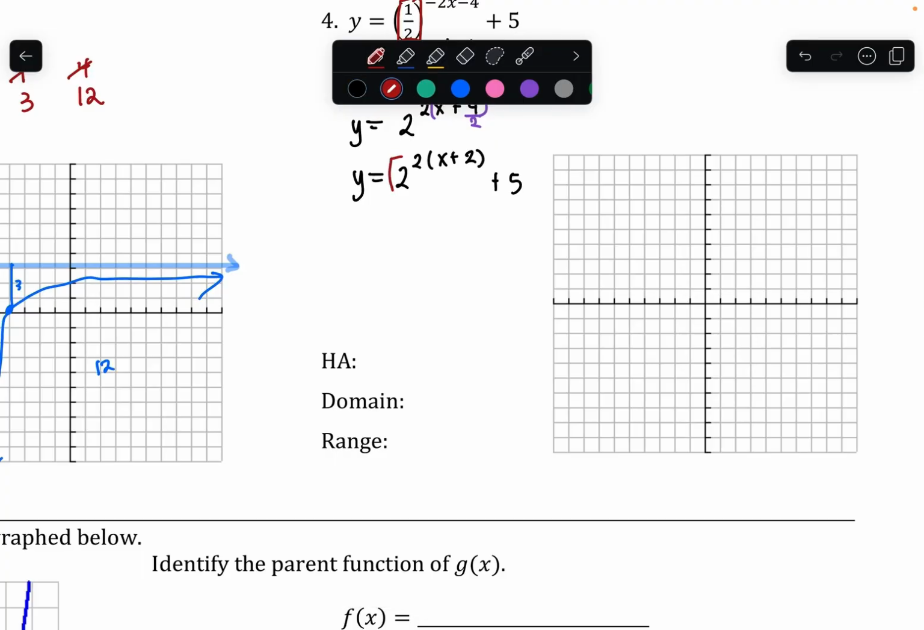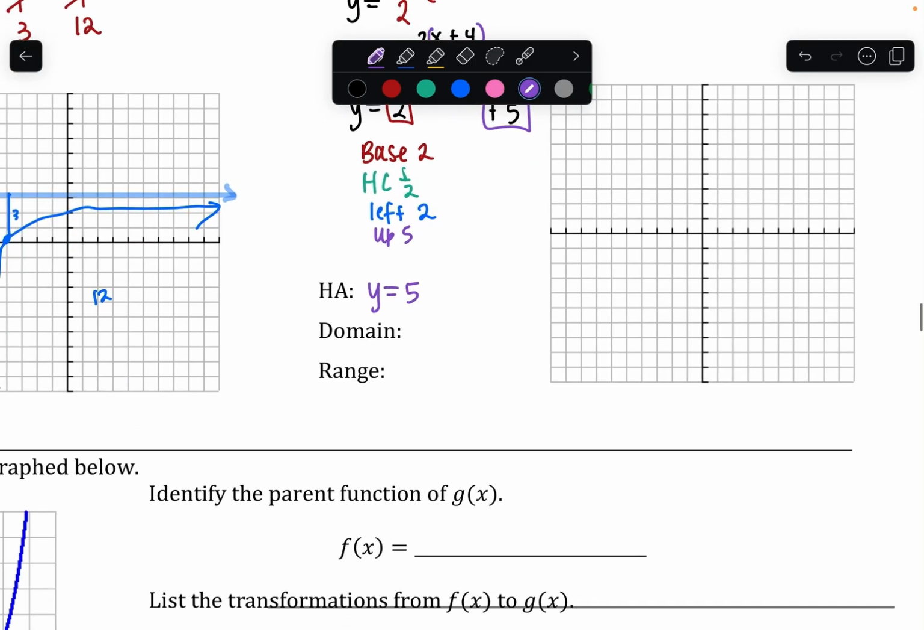Okay, so we are working with base 2. That's the parent function, not a transformation. And then we have a horizontal stretch or a horizontal compression by 1/2. And then we have a left 2. And then we have an up 5. Okay, remember that 5 is the horizontal asymptote.